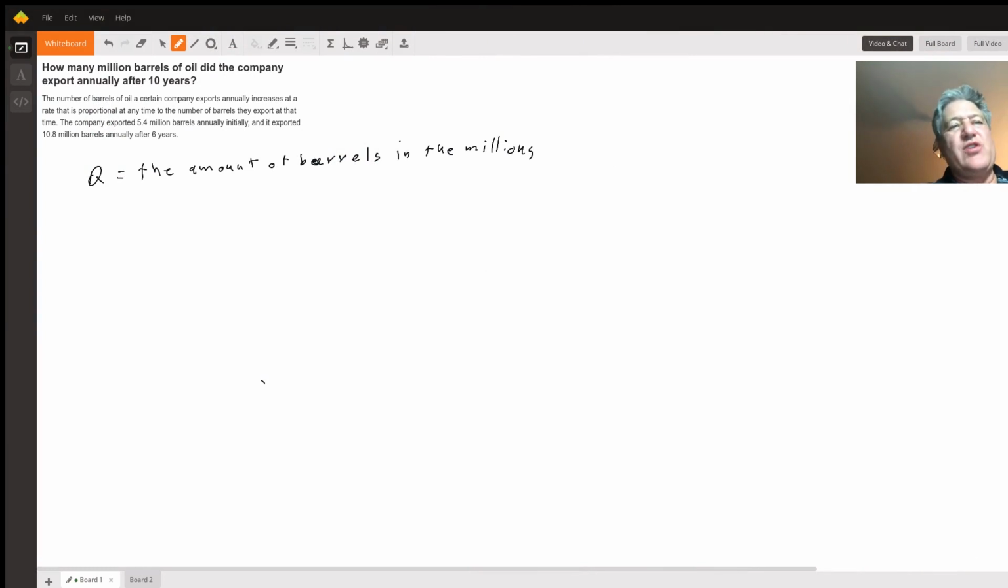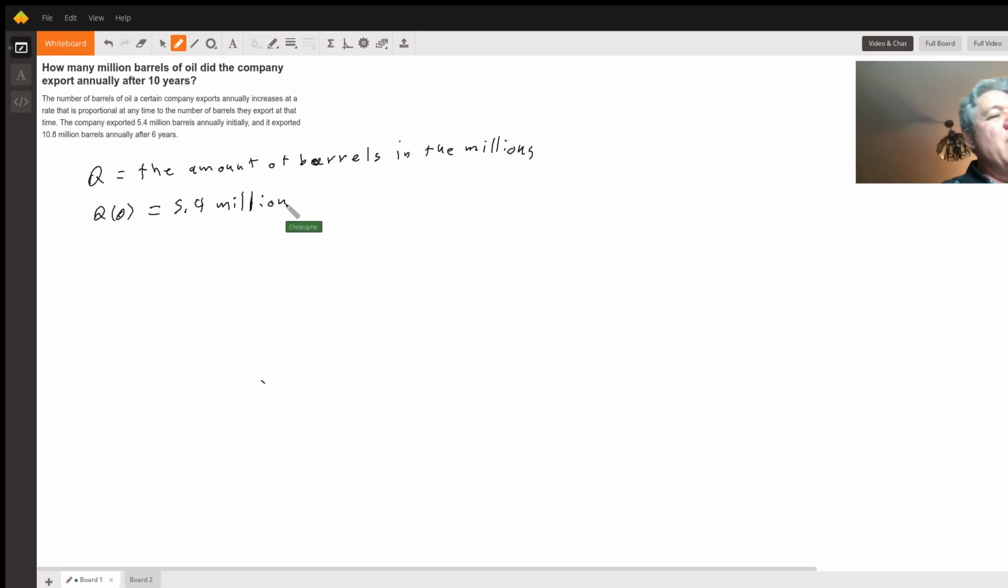Hello, my name is Chris Reed, and this problem is about trying to find an equation that will give you Q, the amount of barrels in millions. It talks about your initial value at time equals 0, which they say equals 5.4 million.